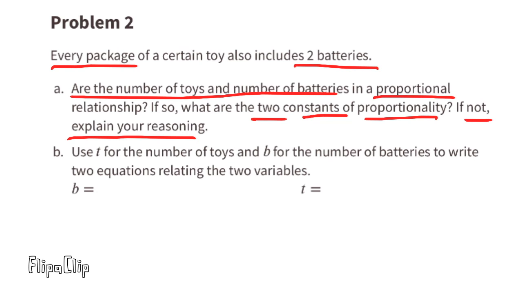Problem number 2. Every package of a certain toy also includes 2 batteries. A. Are the number of toys and number of batteries in a proportional relationship? If so, what are the 2 constants of proportionality? If not, explain your reasoning.